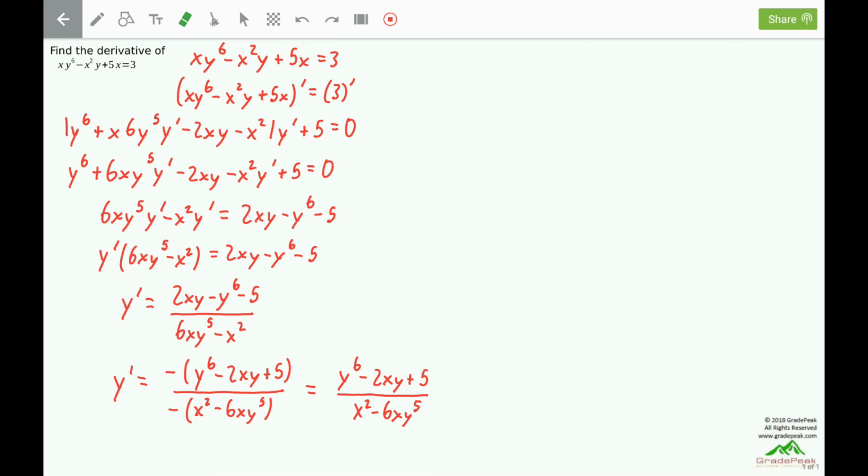And there's another way to write the result. Either version is a valid answer. This second version has fewer negative signs. It has only 2 negative signs now, and so it's customary to write it this way, but either one is valid, and there's the result for y prime.